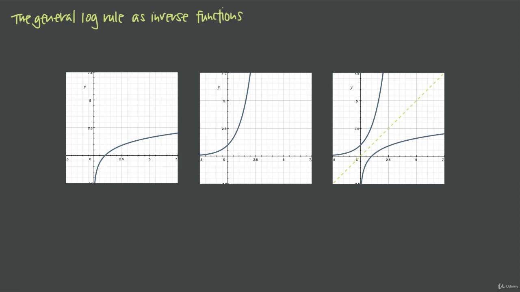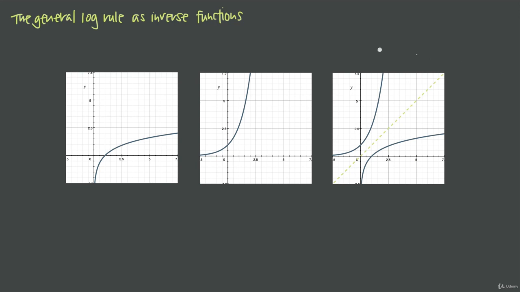We've already talked about the general log rule in terms of its equations, the logarithmic equation and the associated exponential equation, and vice versa. Now we want to relate that to the graphs of the standard logarithmic function and the standard exponential function and discuss how these functions are actually inverses of one another.